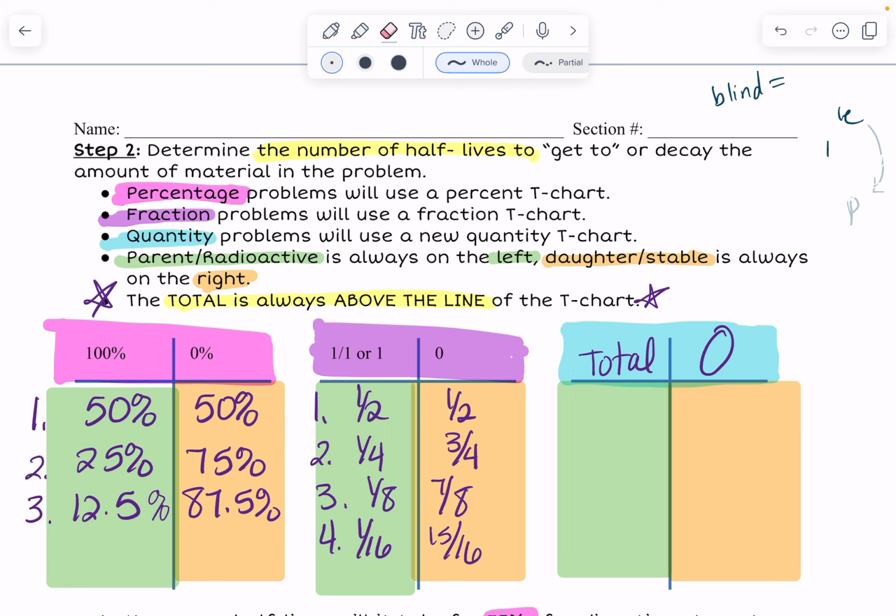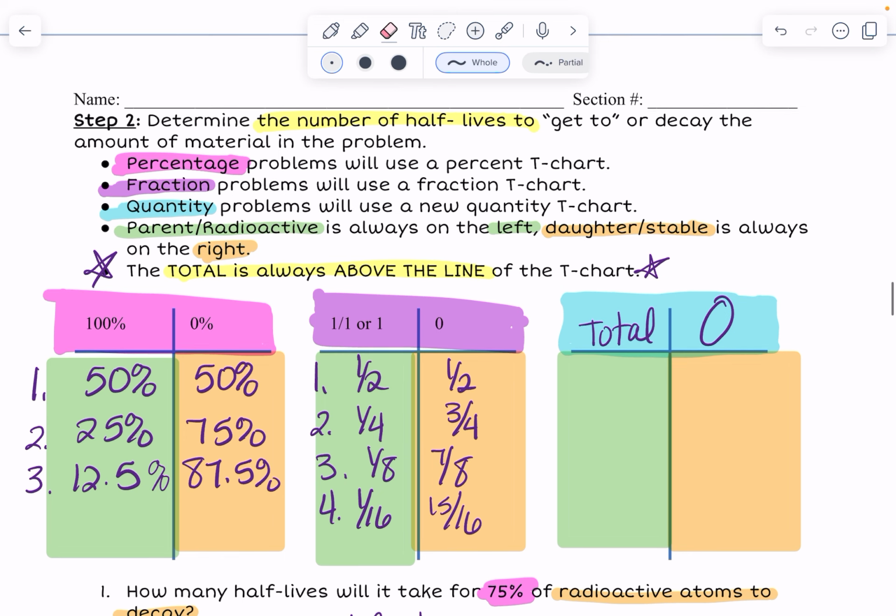And so then what we did was we see that we have to figure out how many half-lives it takes for a certain amount to decay. So percentage problems, we're always going to use this percentage t-chart. Fraction problems, we're going to use a fraction t-chart. And quantity problems, we're always going to use a quantity t-chart. They always start the same way.